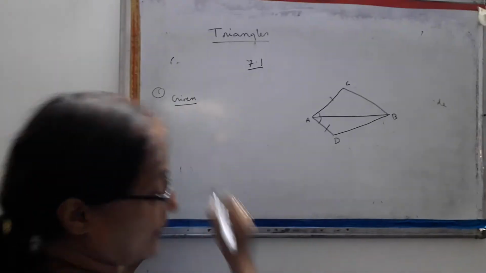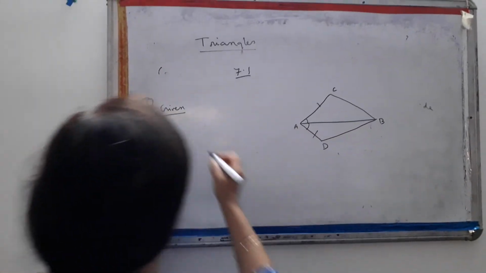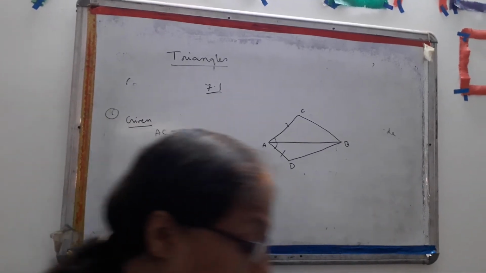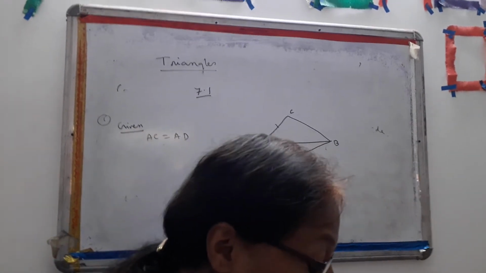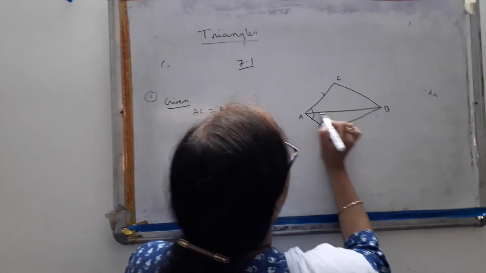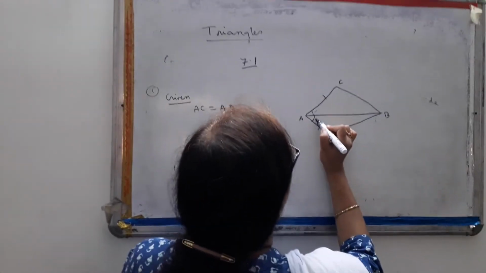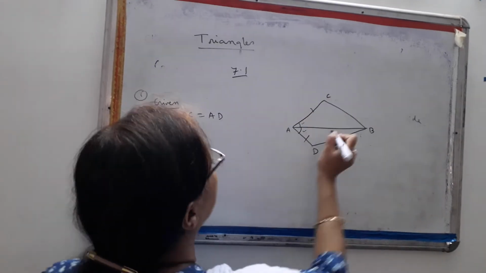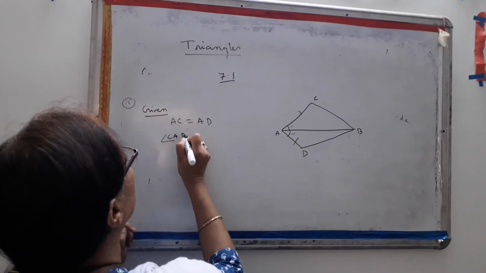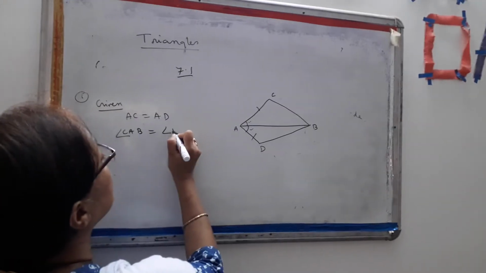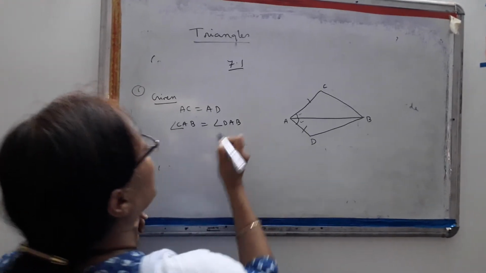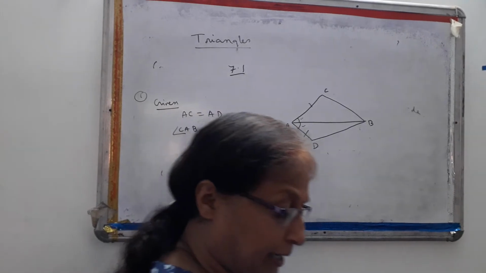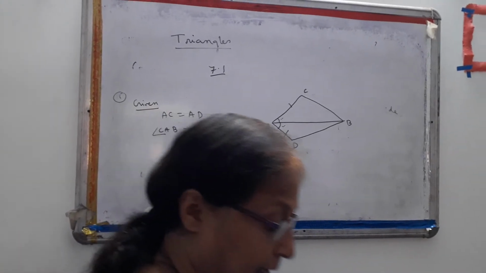What is given? AC equal to AD. They have given AC equal to AD. And angle A is the bisector. That means this is the bisector. Bisector means this angle and this angle are equal. So I write in mathematical form angle CAB equal to angle DAB. But if you can't write in mathematical form, you write the sentence only. That means you can write angle A is the bisector, you can write like that also.